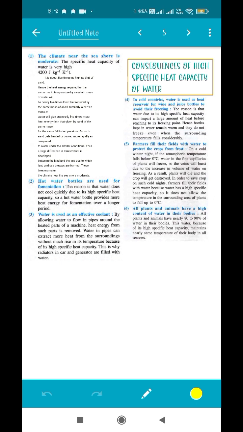Why? Because water, in order to freeze, has to release a huge amount of heat, and that heat is taken by the surrounding areas to remain non-frozen. The same reason, just like the previous case. The same reason is for us having large quantities of water in our body, so that we don't end up freezing during the cold temperatures. Our body temperature remains almost constant throughout the year because we have water content in our body.